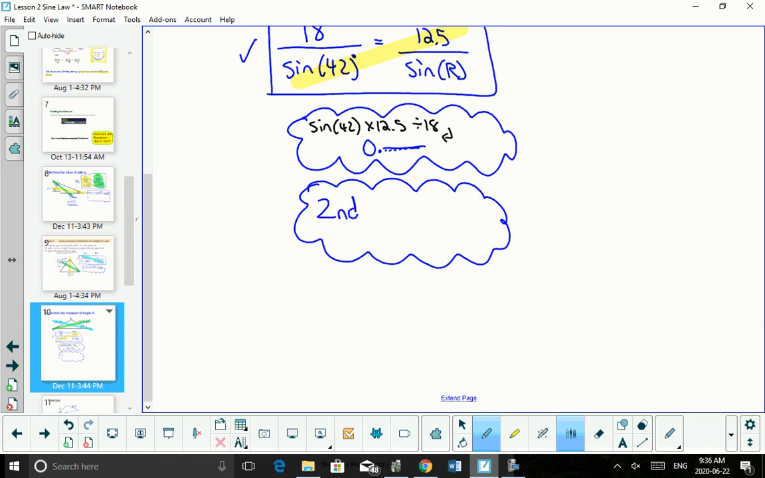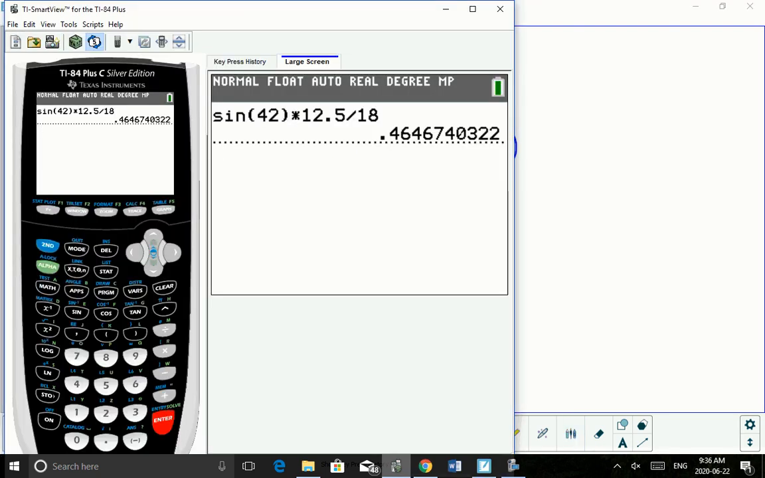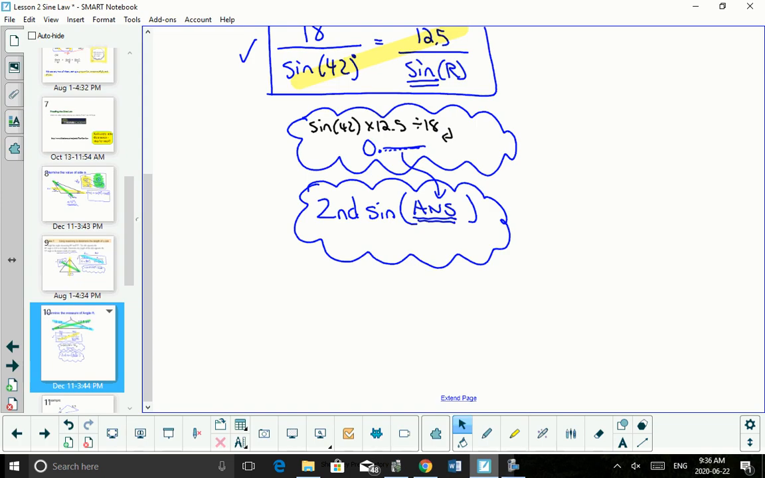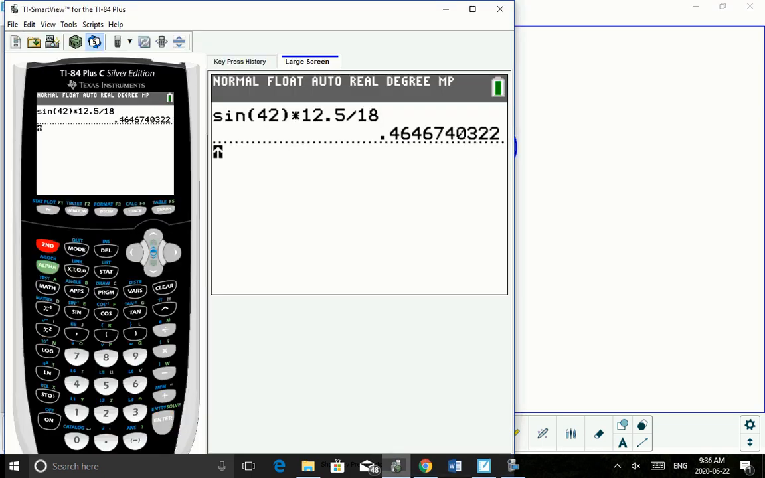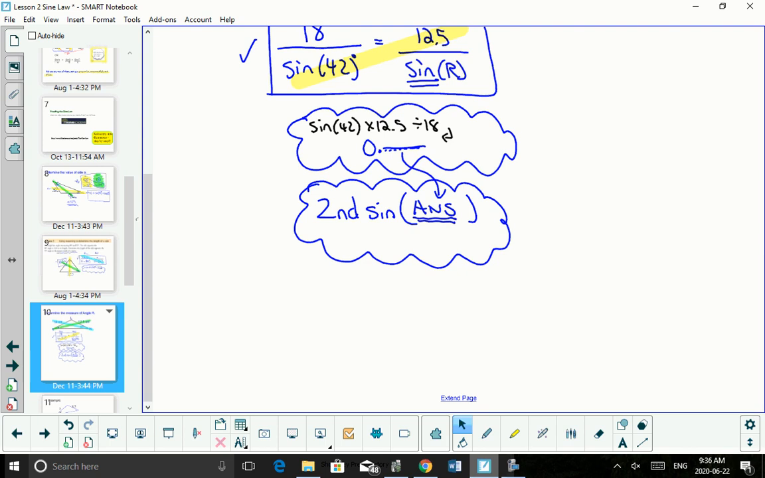So you're going to go second sine, because it's sine law, and then you're going to plunk this answer into here. So you do not round it, you use the ANS key. So let me show you. So with that answer displayed, let me make sure I've got it plugged in right. Yep. So now you're going to go second sine, and then you go second, and then hit the negative key because that's where the ANS is. Finish off the bracket, hit enter. So that angle measures 27.7, so I'm just going to round it to 28 degrees. So angle R is 28 degrees.